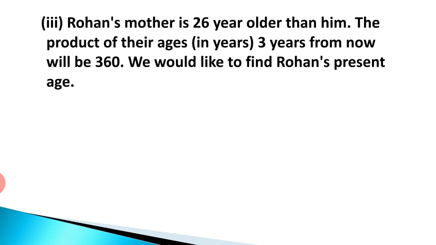Now Rohan's mother is 26 years older than him. The product of their ages 3 years from now will be 360. So we would like to find out Rohan's present age. So what should we do for finding Rohan's present age? So again we have to assign a variable.